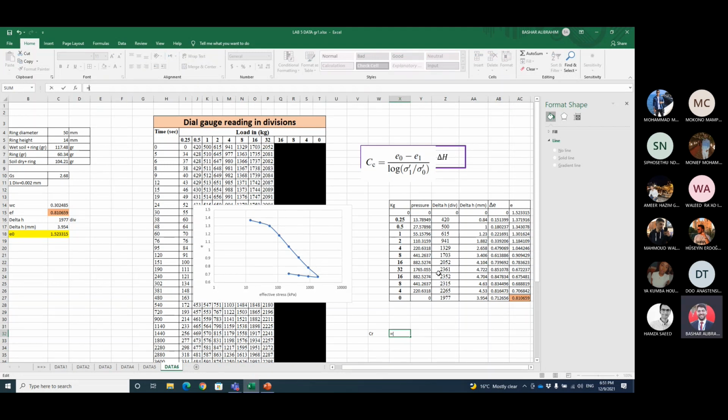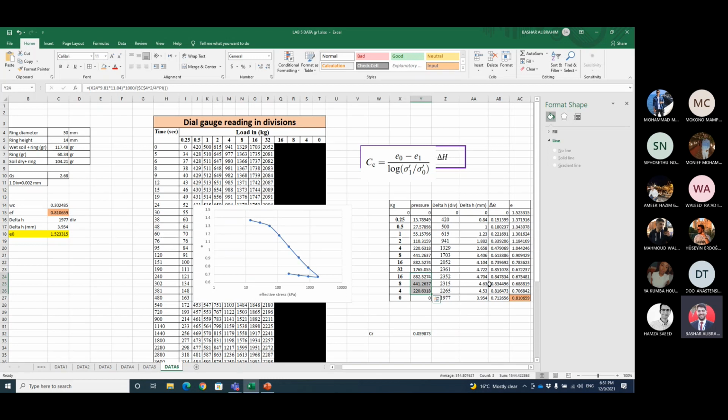So I will select, we can choose any one point, right? Yes, any 2 points on the unloading part, or you can draw best fit, but it is almost linear, okay? It will not make difference. Divided by log of the stress. Okay. So look, CR is 0.05.